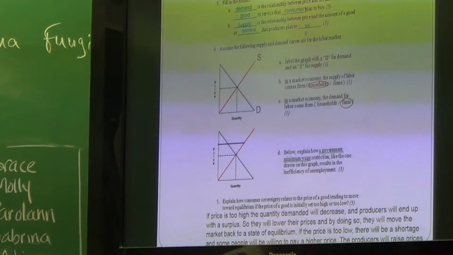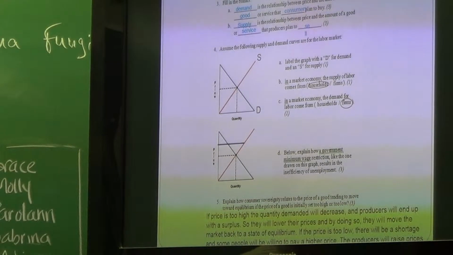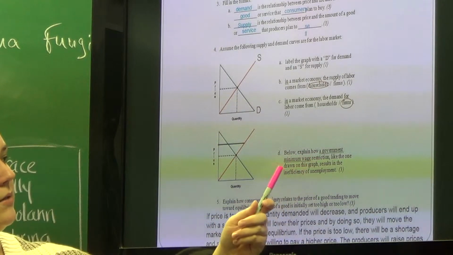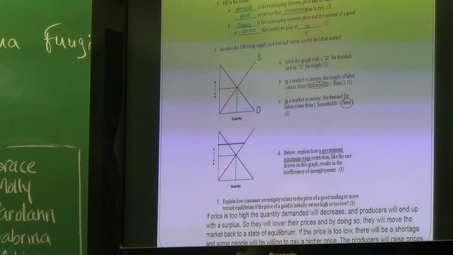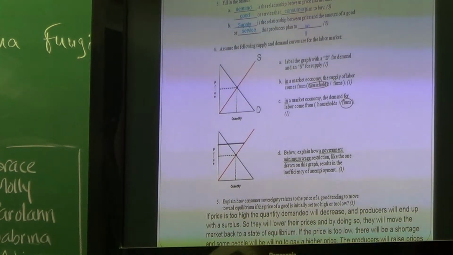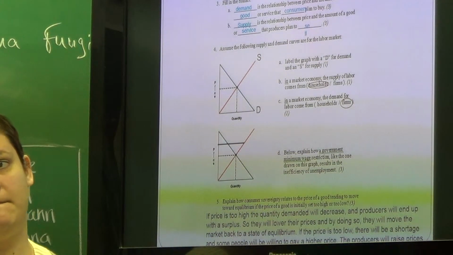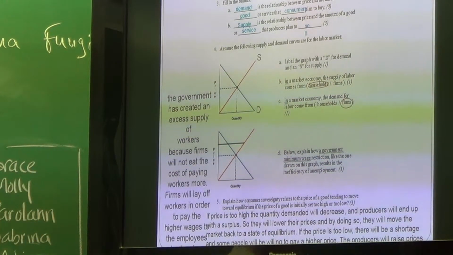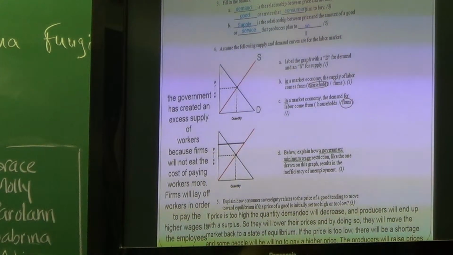And then below, explain how a government minimum wage restriction, like the one drawn on this graph, results in the inefficiency of unemployment. So if the government is saying there's a minimum wage restriction, so you have to pay at least this much, do we have a price ceiling or a price floor? That's the price floor. And it would cause unemployment because the firm would only have enough money to pay so many employees, so they wouldn't be able to employ as many people as they would otherwise, so then there aren't as many jobs available.